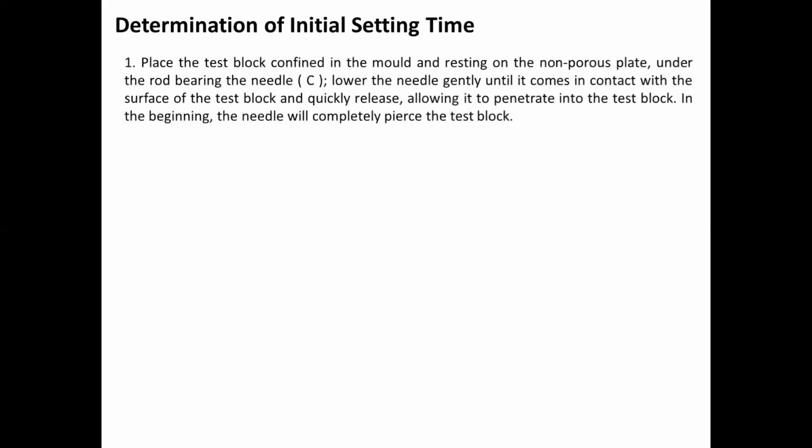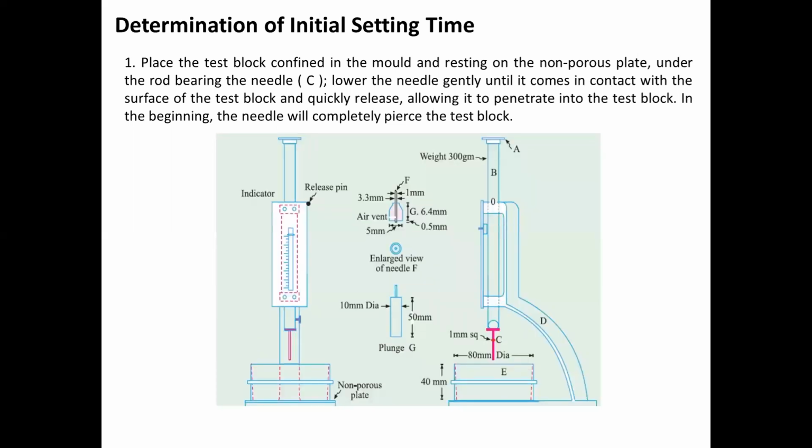Now let us have the determination of initial setting time. Place the test block confined in the mold and resting on the non-porous plate under the rod bearing the needle C. Lower the needle gently until it comes in contact with the surface of the test block and quickly release it, allowing it to penetrate into the test block. In the beginning, the needle will completely pierce the test block, as shown in our figure below. Just try to imagine more about step number 1 in the determination of initial setting time given our figure.